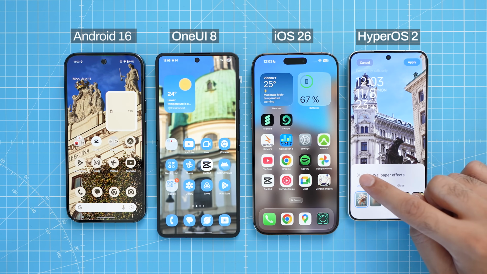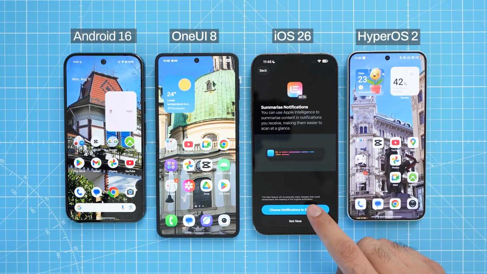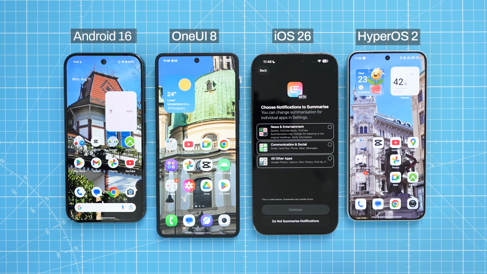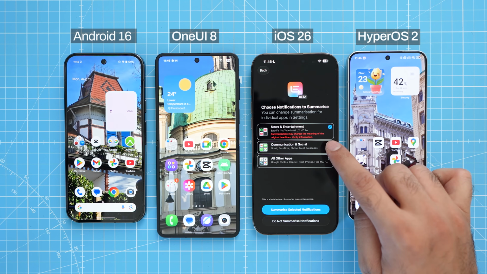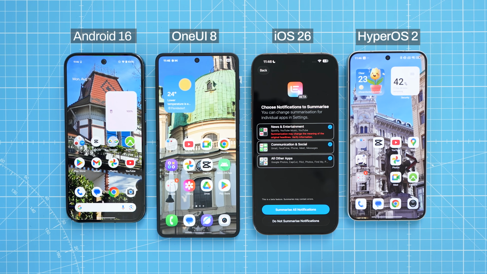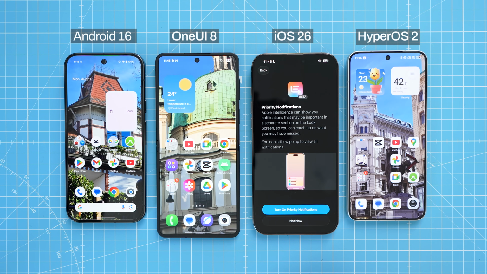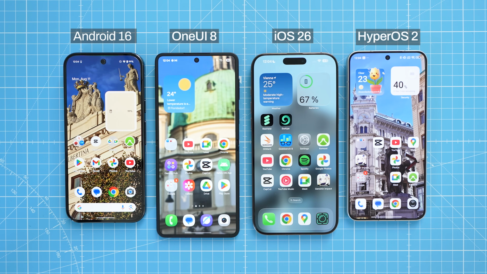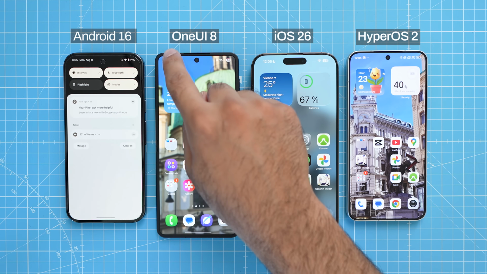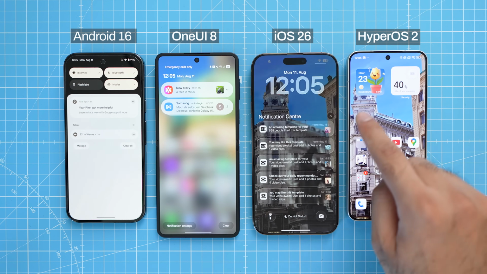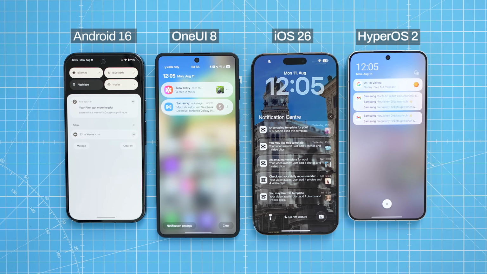For iOS 26, I got this update that Apple Intelligence will summarize the notifications based on the category of the apps. There is also a new feature to turn on priority notifications. Both of these features are in beta. For accessing your notifications on Pixel, you can drag the toolbar from the right or left, but on the other 3 phones, you have to drag from the left side only.